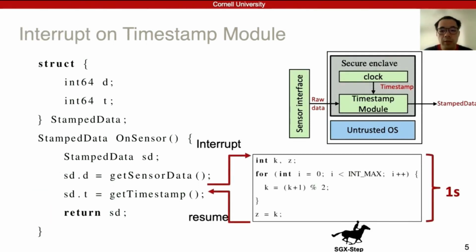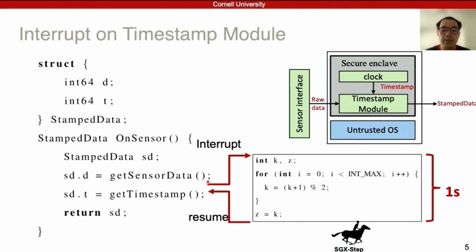If we inject an interrupt in between getting sensor data and getting the timestamp, say for 1 second, then the timestamp will be incorrect for robotic vehicles. Practically, we can use tools like SGX-Step for this purpose. This interrupt does not violate any SGX protections or policies.